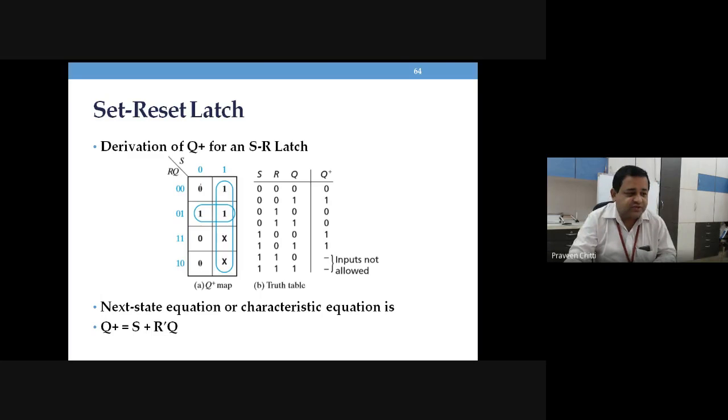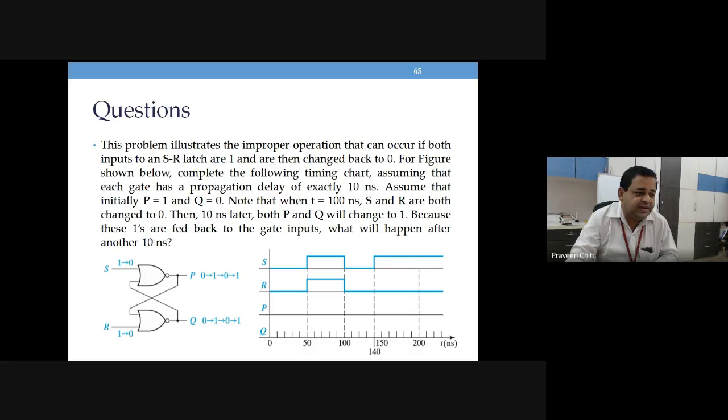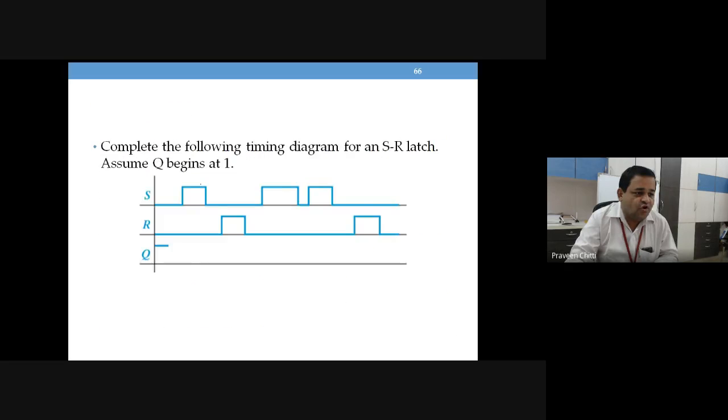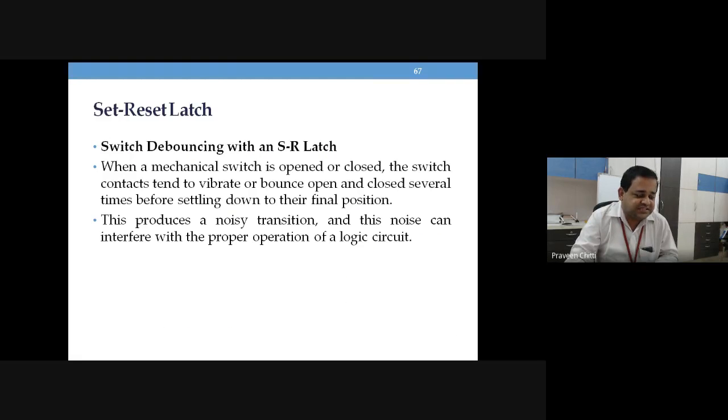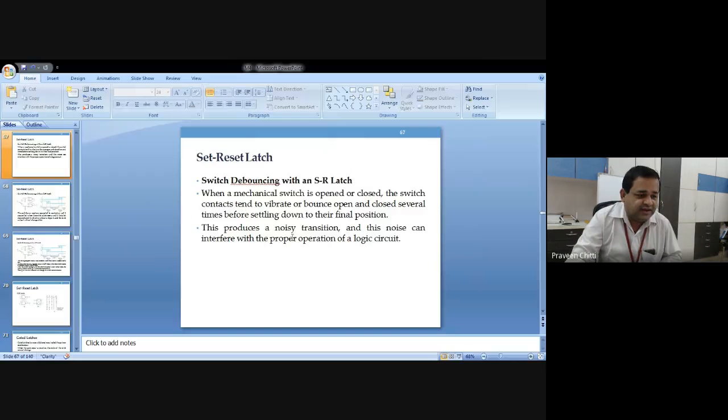Then this characteristic equation and all, I'll take it up later after discussing all the latches. After discussing all the flip-flops, we will derive the characteristic equation for the SR latch.